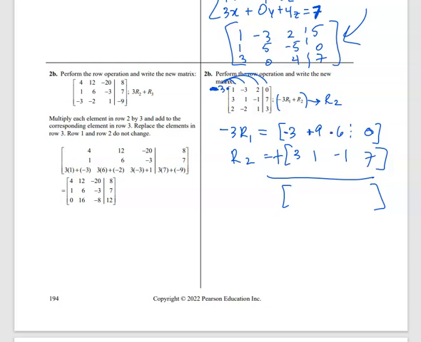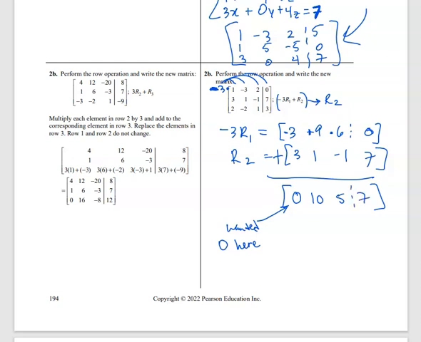Now when we add them, this should be a little bit better because negative 3 plus 3 makes 0. That was the idea, that we wanted a 0 right there. That's how I could tell to make it be a row 2. 9 plus 1 is 10. 6 minus 1 is 5. 0 plus 7, that's still 7. And so this is the new row 2.